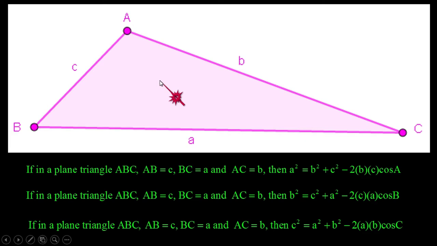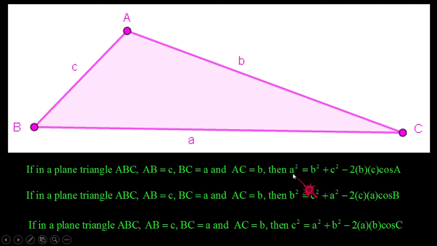Dear audience, if all the points of a triangle exactly lie on the same plane, then that triangle is known as the plane triangle. In the figure, ABC is a plane triangle, and the lengths of its three sides are denoted by small a, small b, and small c. And the relation between the three sides and the three angles A, B, C is expressed by the following three relations.